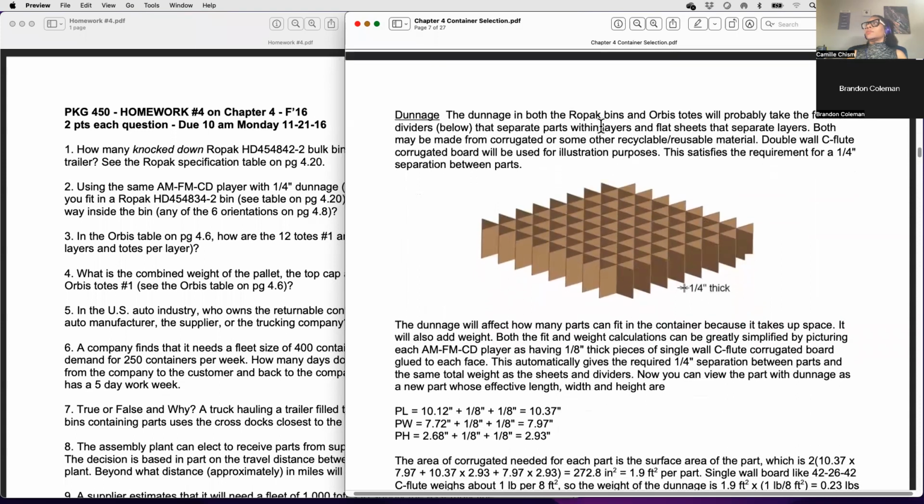And they're using those. Okay, so here it's saying the totes will be used. So in this assumption, they're taking the form of dividers that separate the parts.